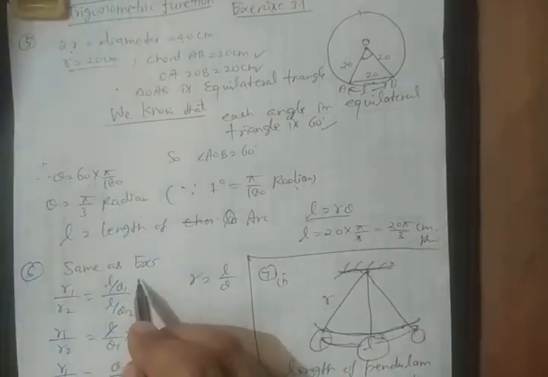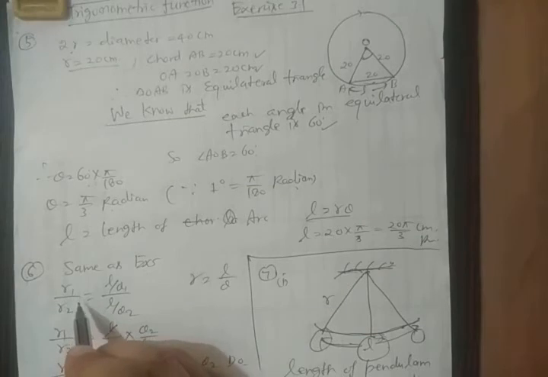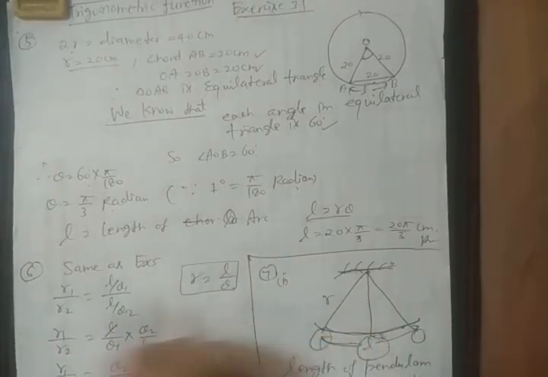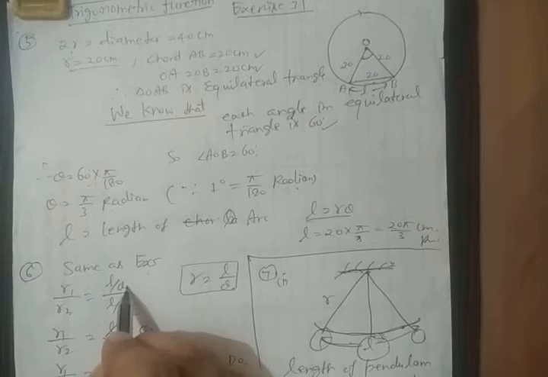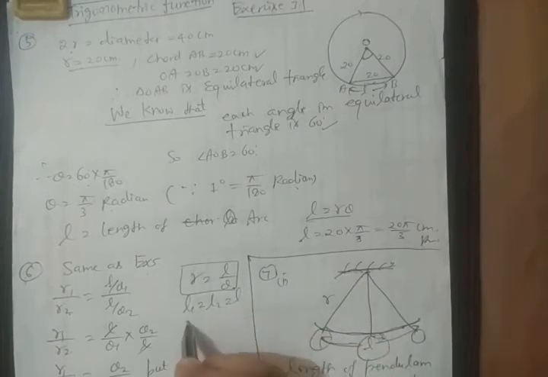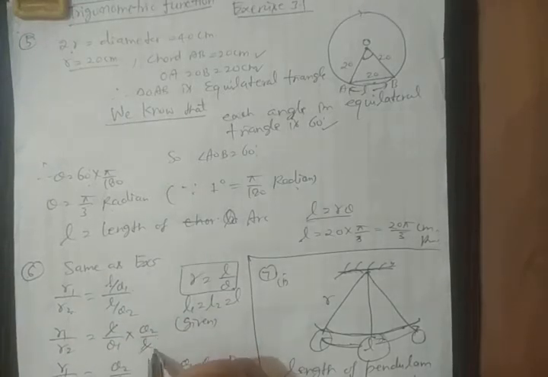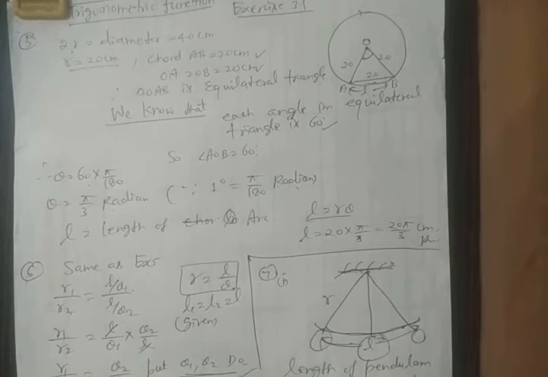Question 6 is same as example 5 we discussed in a previous video. So you can do the ratio of radii, that is R is equal to L upon theta. So R1 upon R2 is equal to (L upon theta 1) upon (L upon theta 2). Since length of arc is given same, L1 is equal to L2 is equal to L. So (L upon theta 1) upon (L upon theta 2) is equal to L upon theta 1 into theta 2 upon L. Cancel L, so R1 upon R2 is equal to theta 2 upon theta 1. Put the value of theta 1 and theta 2, then you get the answer.